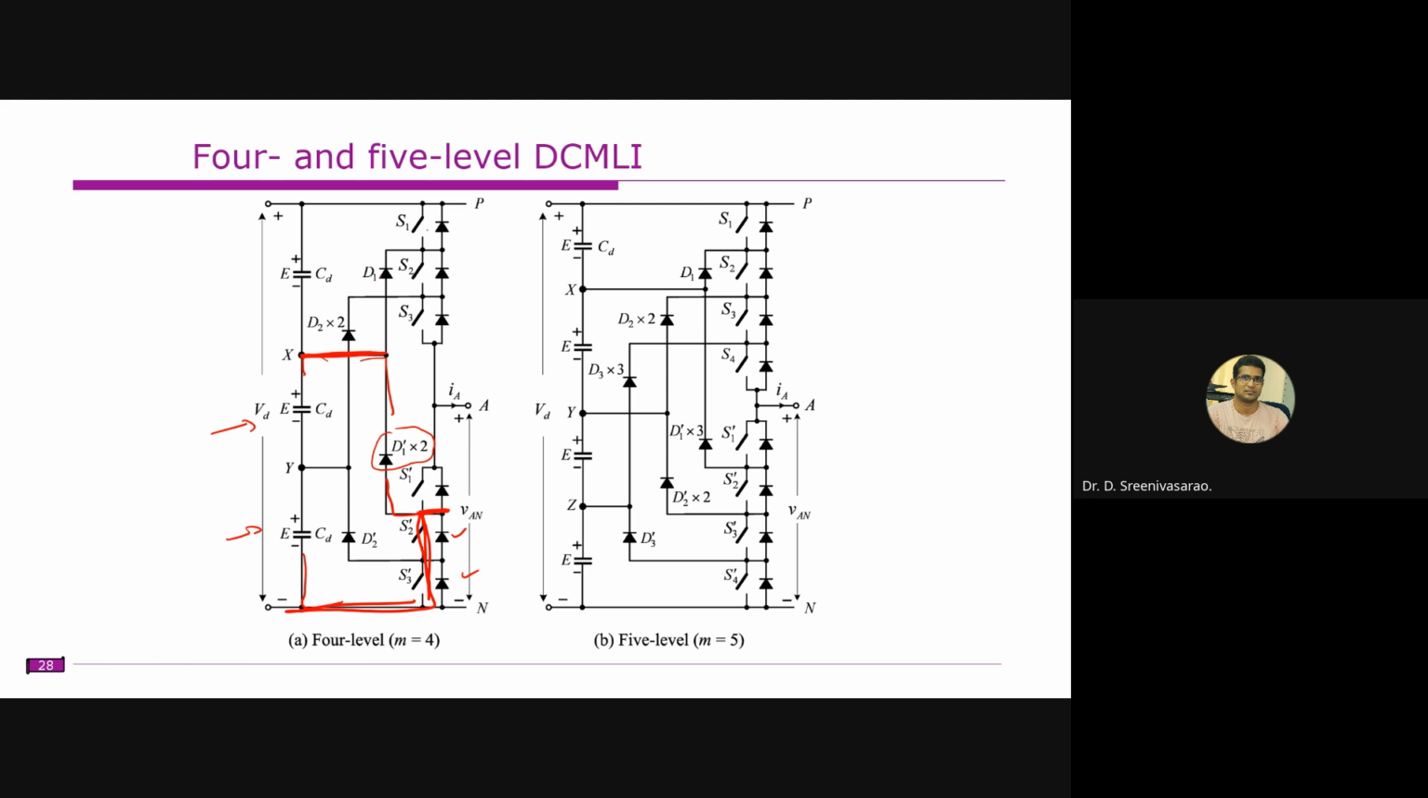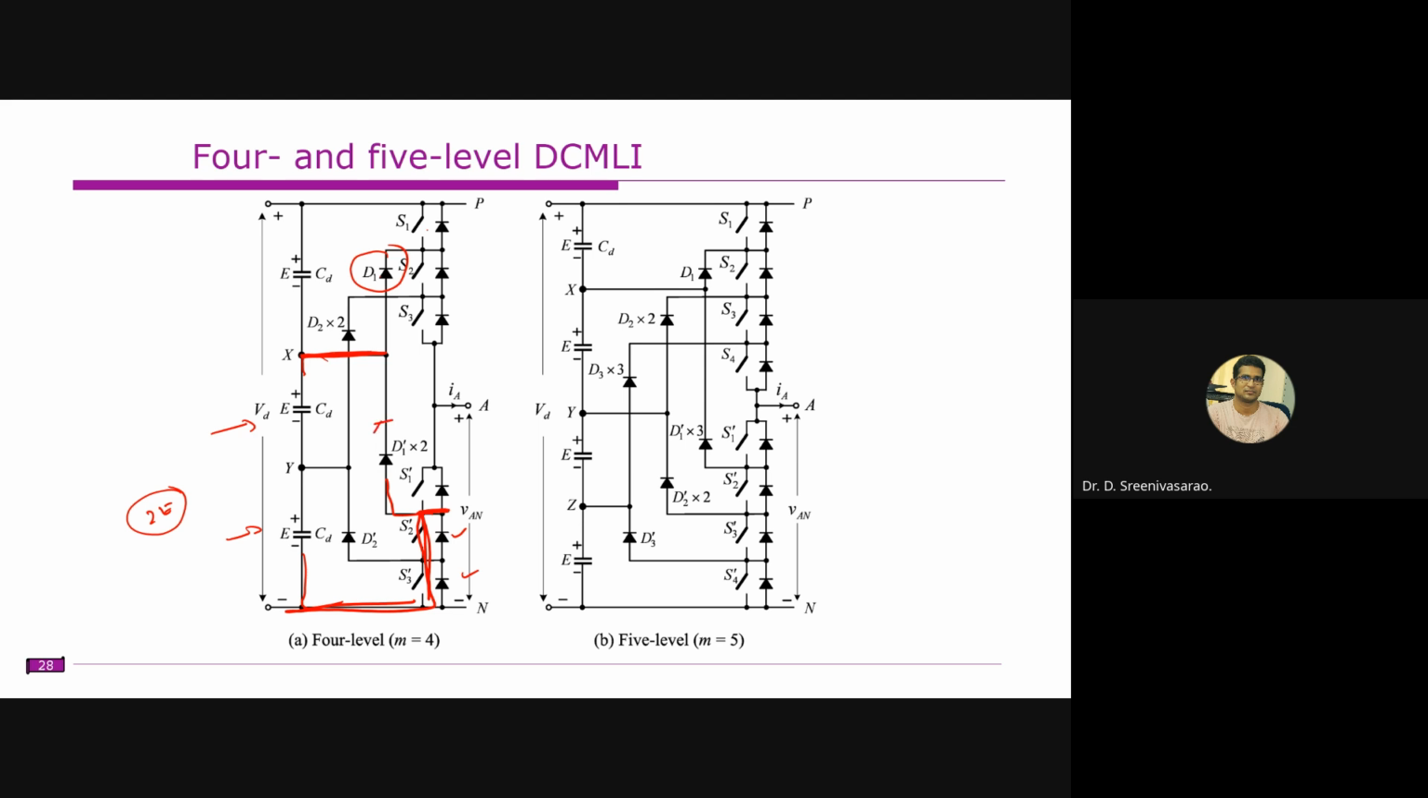Understood? This diode is supposed to block these two sources. So that means it's supposed to block 2E voltage. So if you take the same rating of this D1 diode, you need to connect two diodes in series. That's why it is written as D1 dash into 2. So that means two diodes in series.